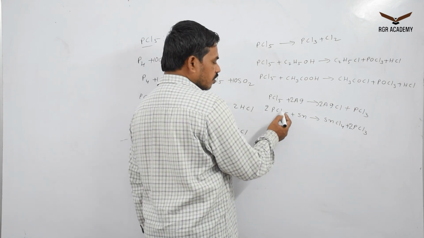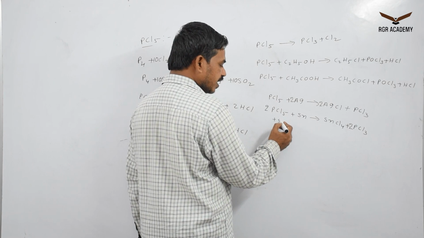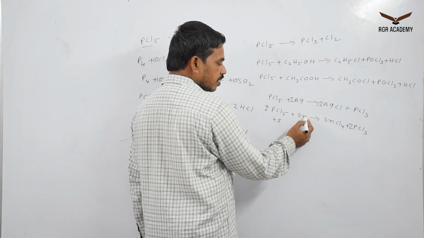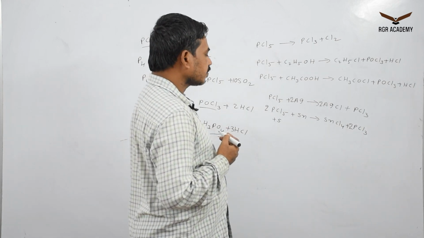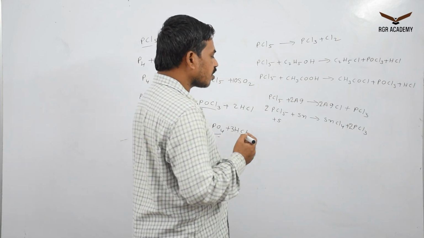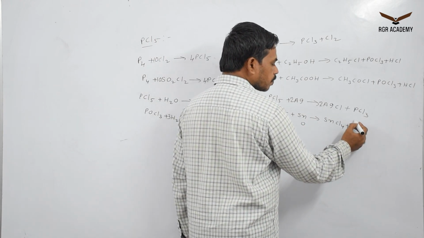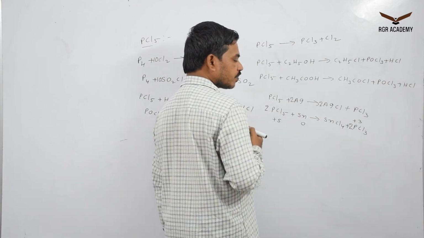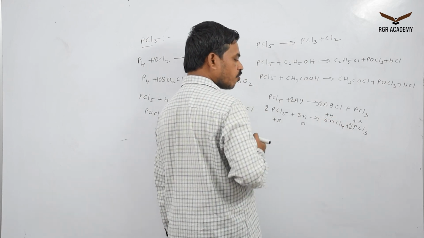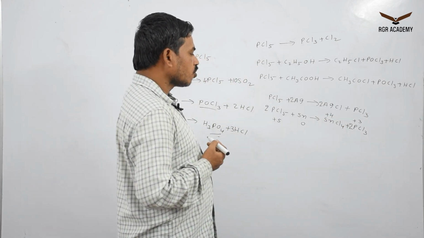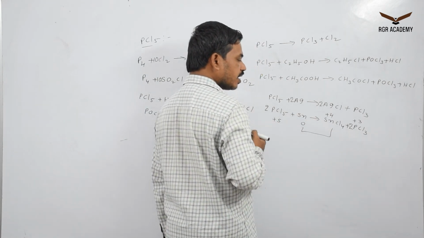In PCl5, the phosphorus atom is in which oxidation state? Plus 5 oxidation state. Tin is in the non-combined or atomic state. In atomic state, any element's oxidation state is 0. In phosphorus trichloride, phosphorus exhibits plus 3 oxidation state. In SnCl4, tin exhibits plus 4 oxidation state. Tin is a 14th group element. From 0 to plus 4, it is an increase in oxidation state.